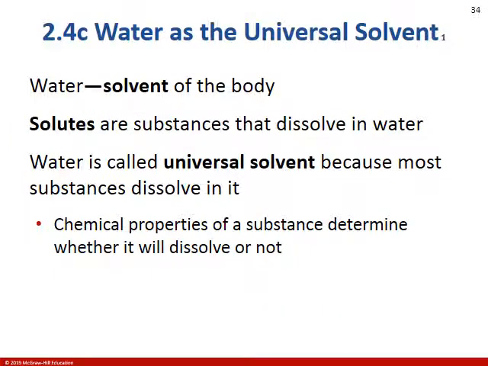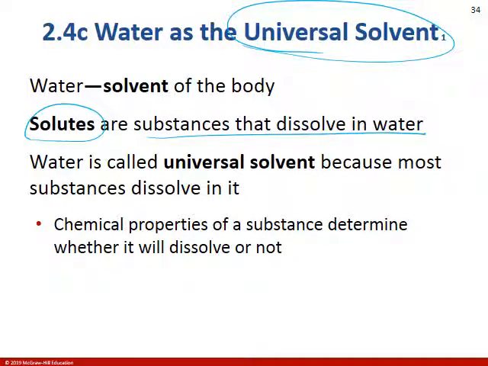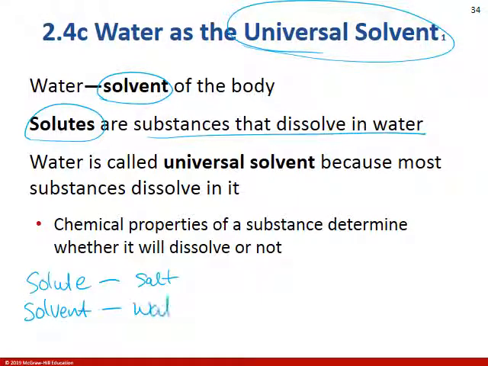Another property of water is that it is the universal solvent. Solutes are the substances that are dissolved. Solvent is the item doing the dissolving, and the result is a solution. So again, if the solute is salt and the solvent is water, what's the resulting solution? Salt water. Pick something else if you want, right? So solute is chocolate, solvent is milk, solution, chocolate milk, right?